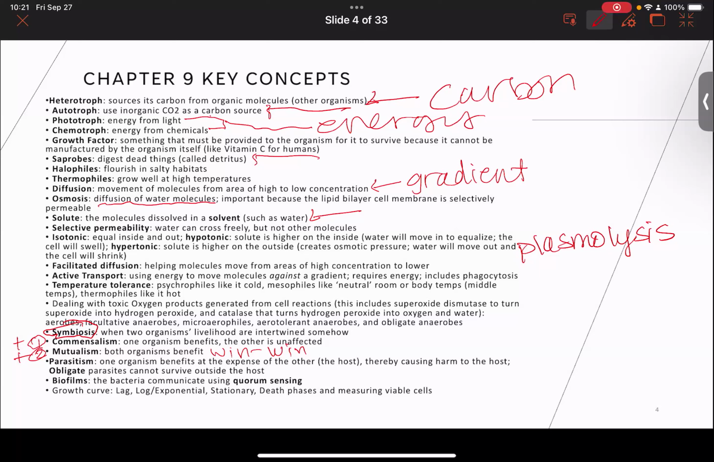And we even learned that all viruses are obligate intracellular. They have to be inside of the cell using your machinery, parasites, right? So remember that term. This is back to that concept. Next, we have the biofilms. These are bacteria that communicate using quorum sensing.